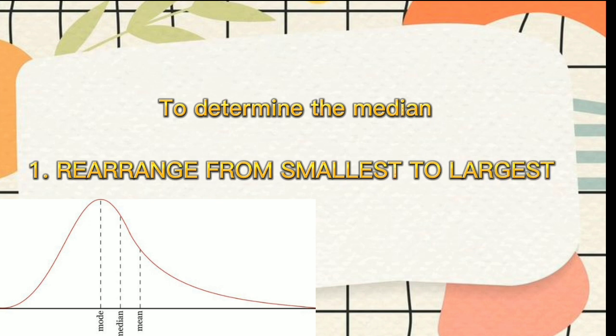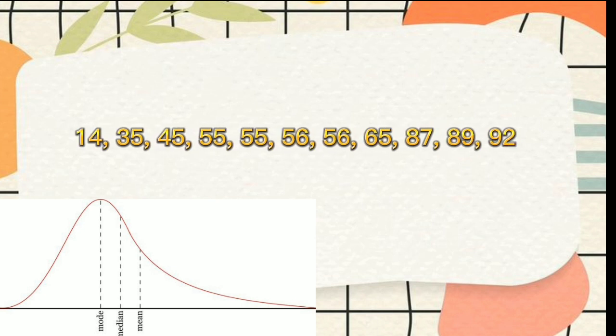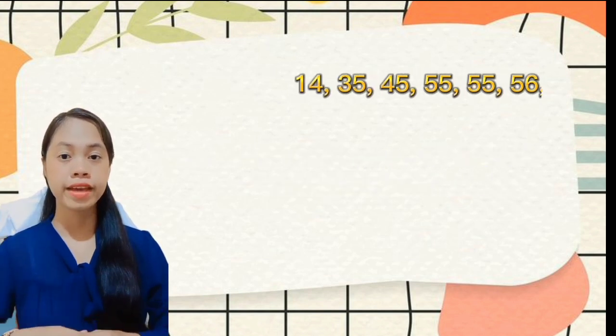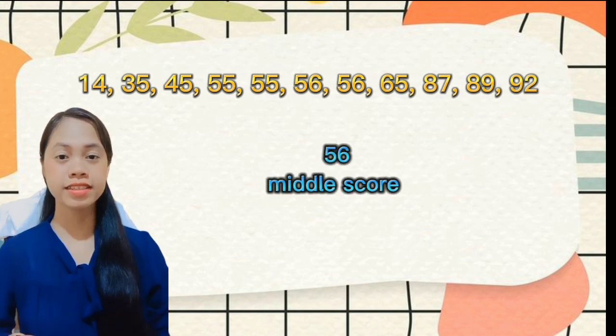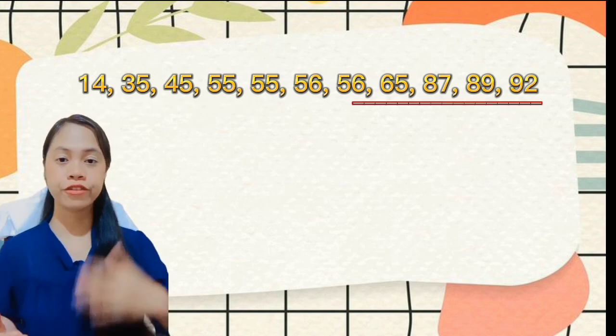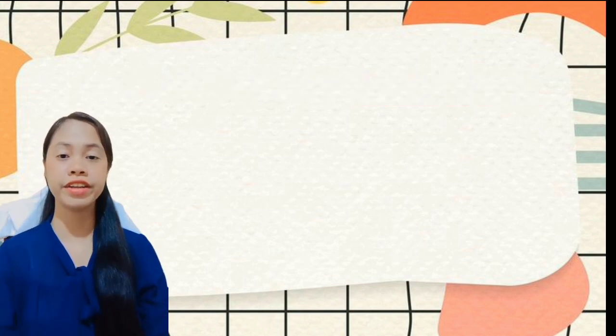And to determine the median, first we have to rearrange the scores into order of magnitude from smallest to largest. 14, 35, 45, 55, 55, 56, 56, 65, 87, 89, and 92. Our median is the score at the middle of the distribution. In this case, 56. It is the middle score since there are 5 scores before it and 5 scores after it. This works fine when you have an odd number.